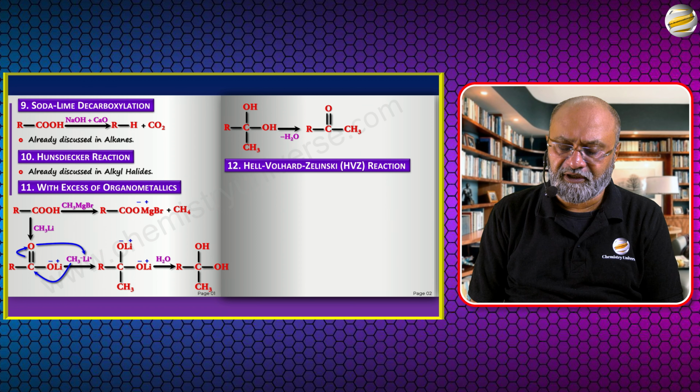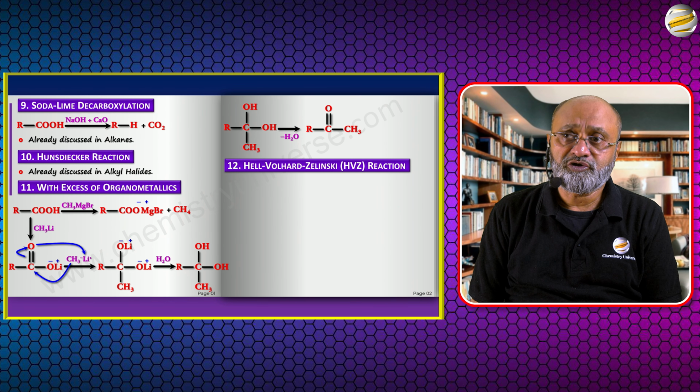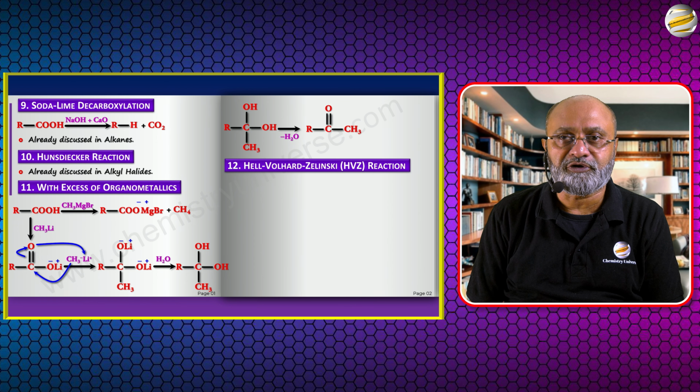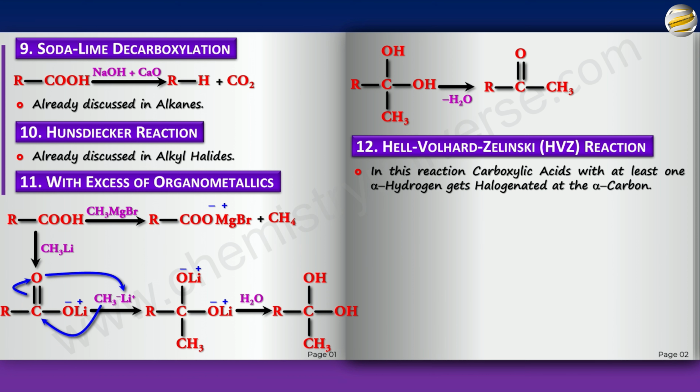So you have basically a carboxylic acid with alpha H and it is treated with red phosphorus and bromine. And then you acidify it and you will get alpha bromo carboxylic acid. So it's a very beautiful way of introducing a halogen on the alpha carbon, and you know how useful these halogens are. They can be very easily substituted for any other functional group. So in this reaction, carboxylic acids with at least one alpha H get halogenated at the alpha carbon.